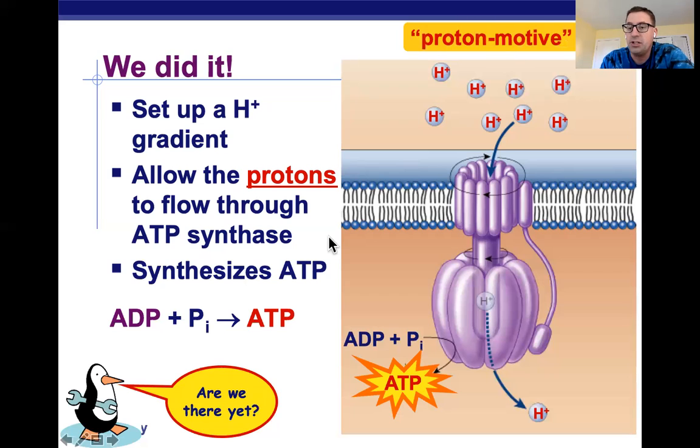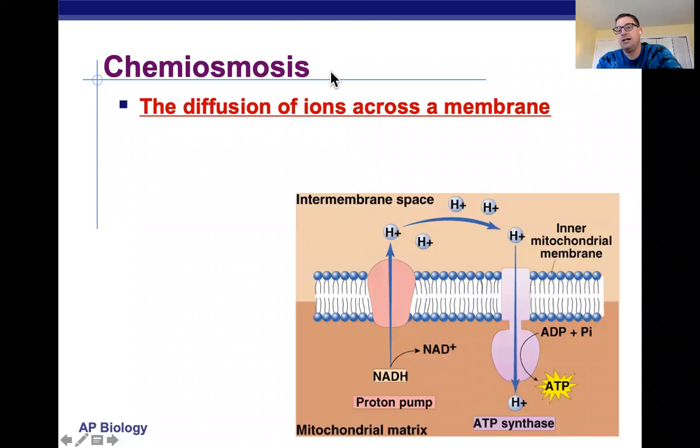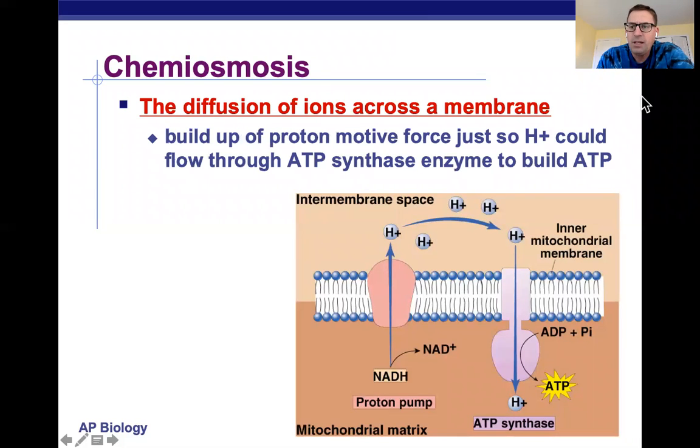All right, this concentration gradient of protons, by the way, is called the proton motive force. That's just what we call it. That's some terminology I would want to see you using properly in a free response question, this proton motive force. So these protons diffusing down their concentration gradient is an example of what we call chemiosmosis, which is the diffusion of any ion across a membrane. In this case, it's protons. So we built up this proton motive force just so protons could flow through this ATP synthase enzyme down their concentration gradient to build ATP.